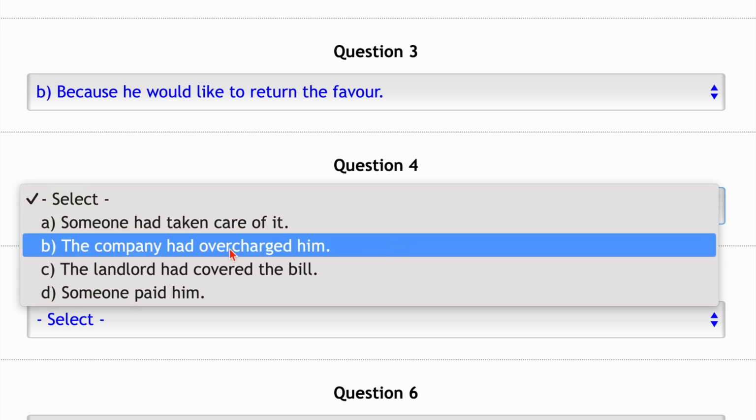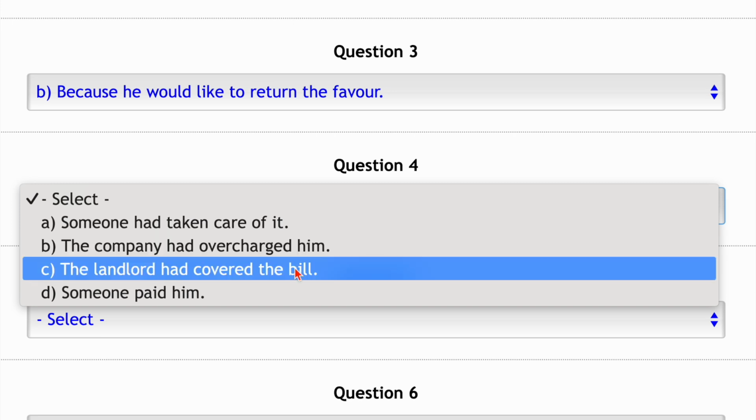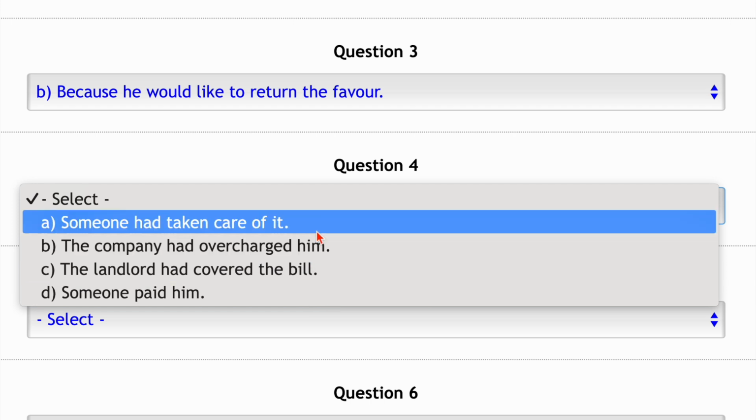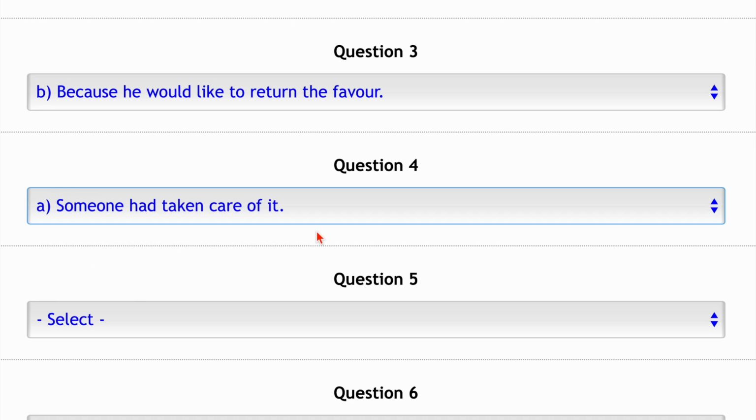The company overcharged him, charged him too much, charged him extra. No. The landlord had covered the bill. It wasn't the landlord who had covered. Covered the bill also means paid the bill. Someone paid, not someone paid him, the man. No one paid him. So it should be A. The former tenant paid the bill.